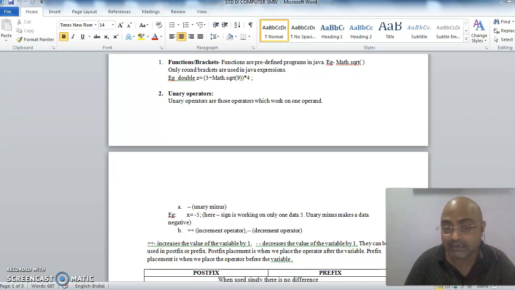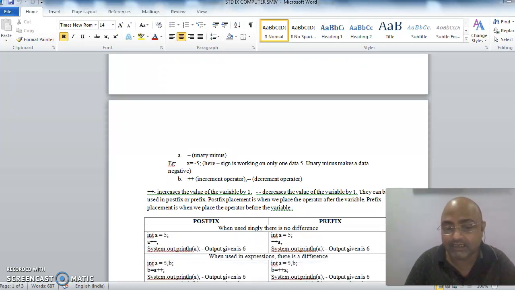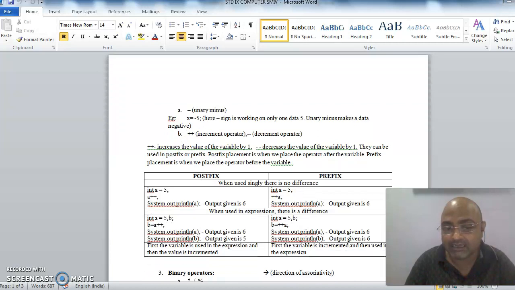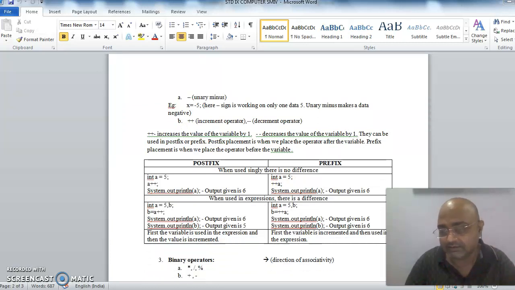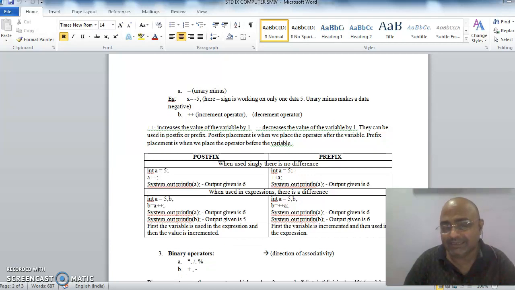Now the next set of operators in unary operators are basically increment and decrement operators. Now what is increment operator? Notice here children, in the sign of unary increment operator I have given 2 plus signs, and in the case of decrement operator I have given 2 minus signs. You have not come across such operators in mathematics. So increment means increasing the value of a variable by 1.